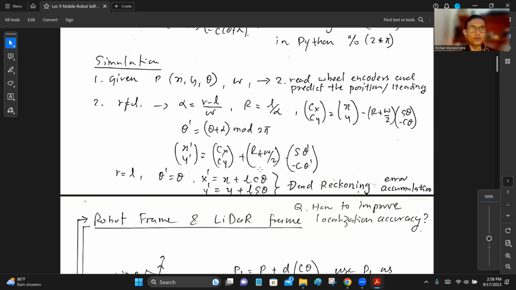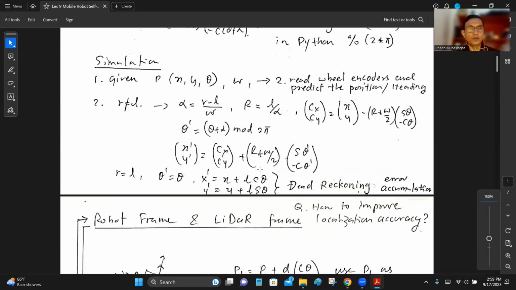Therefore, the actual count is not the actual distance on the ground. So therefore, there are always errors. And if you don't know what the error is, what the correct part of the reading is, these errors are getting accumulated within the algorithm.